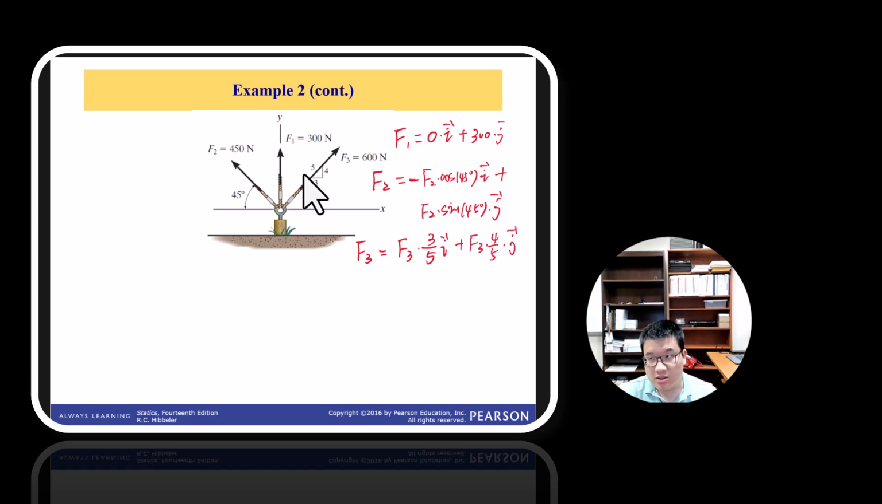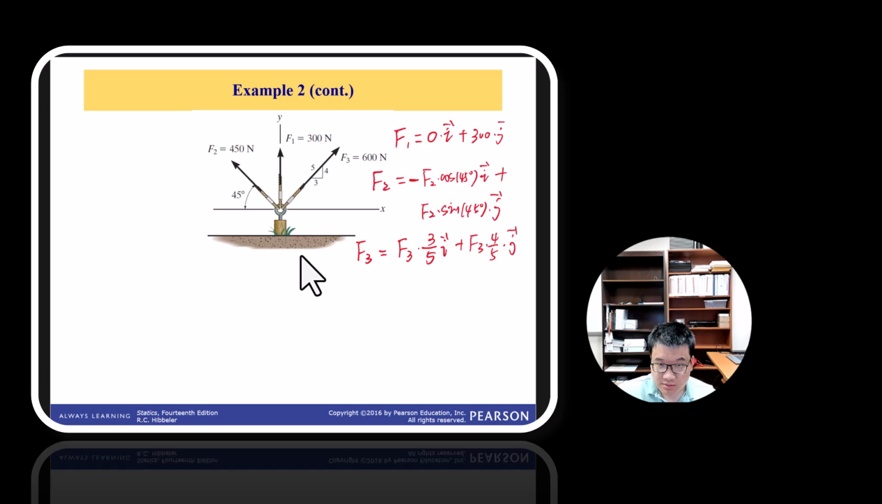Okay, so please pause this video for a while and replace F2 and F3 with their magnitudes: F2 equals 450 Newton, F3 equals 600 Newton. Use a calculator to solve cosine 45, sine 45, and also F3 times 3 over 5, and F3 times 4 over 5. Please pause this video for a little while, and we will check your answer later.